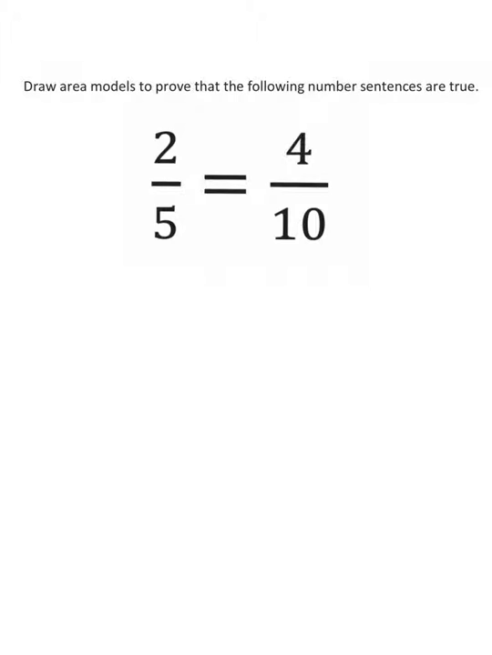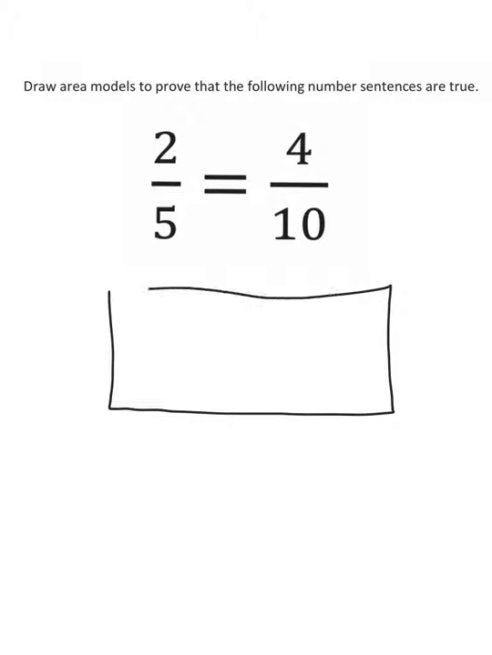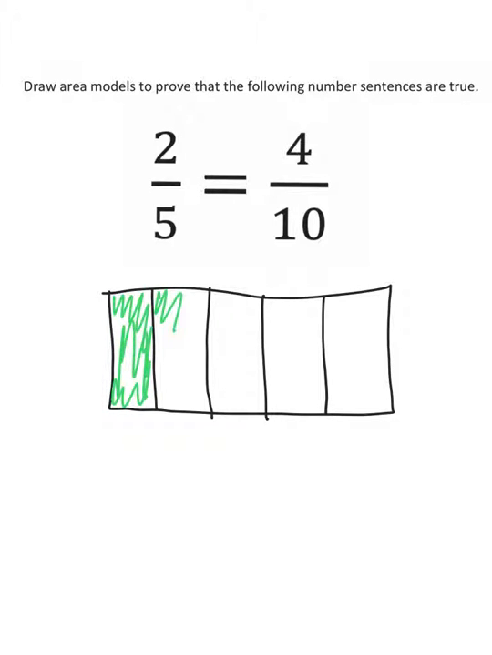Draw area models to prove that the following number sentences are true. So 2/5 is equal to 4/10. Those are equivalent fractions. So we have to draw an area model here. And we're going to cut this up into fifths. And we are going to shade in 2, because that's the numerator. It says 2/5. Now we have represented 2/5. We cut up into fifths. But now we have to create this area model using the same one by demonstrating 4/10.